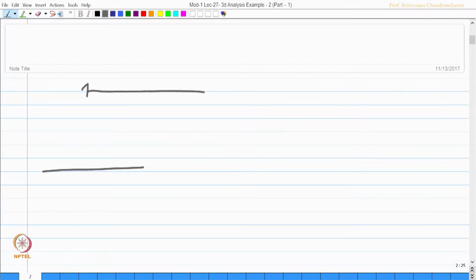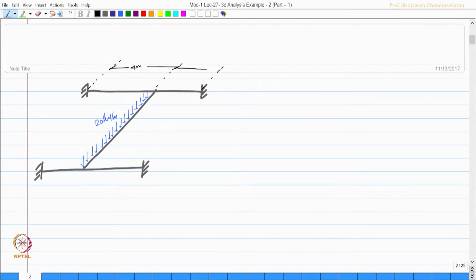This is my structural system which I am marking now. Subjected to a load on this member, which is about 20 kilonewton per meter. Let us mark the dimensions of these. Say this is 4 meters, and this is 3 meters, and this is 6 meters.